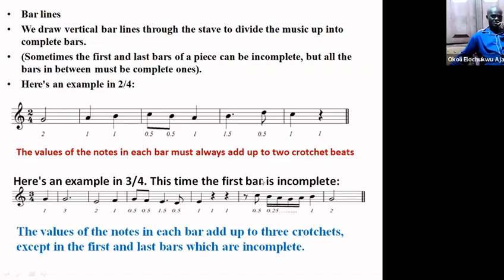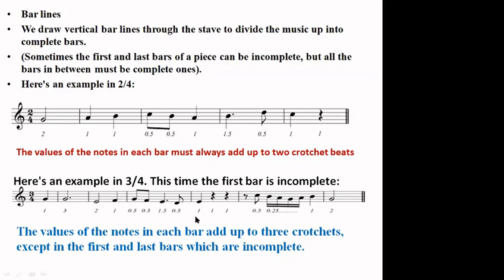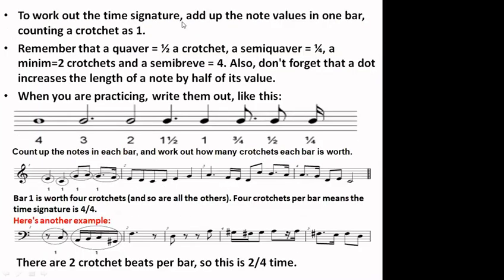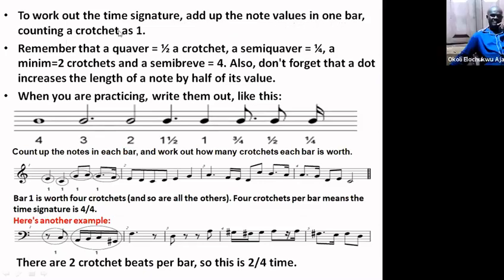Okay, so we've just looked at that. Now the values of the notes in each bar add up to 3 crochets, except in the first and last bars, which are incomplete. So I move on to this place now. Now to work out the time signature, add up the note values in one bar, counting a crochet as 1, just like we did before.